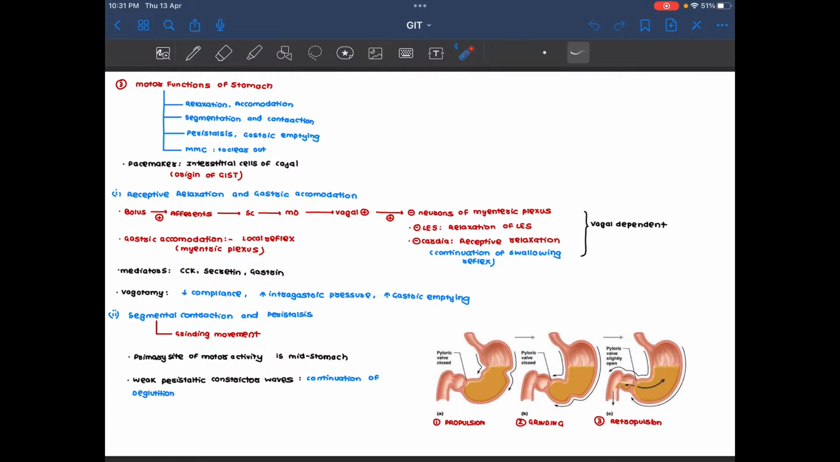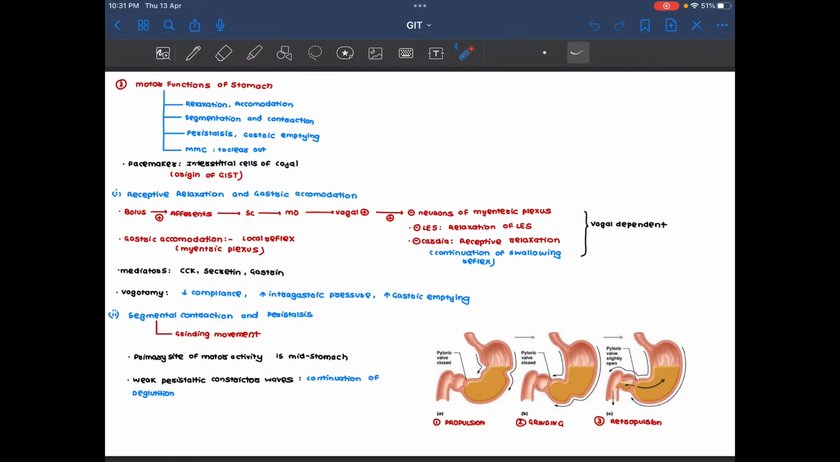Okay, what are the pacemakers for setting off these motor functions of the stomach? Again, the interstitial cells of Cajal. Just remember, interstitial cells of Cajal are important for the pathological aspect because these are the origin of your gastrointestinal stromal tumors. Okay, so what is the first thing? Receptive relaxation and gastric accommodation.